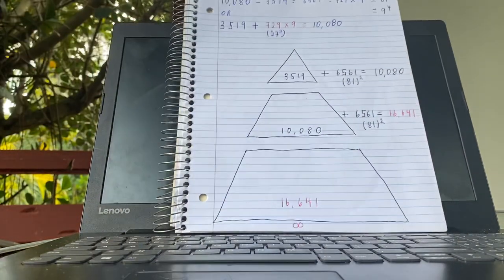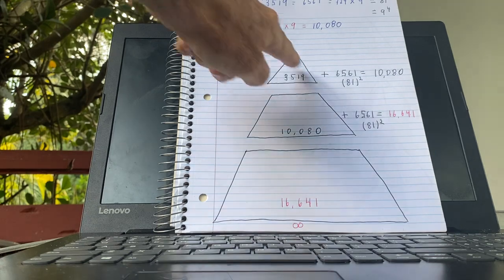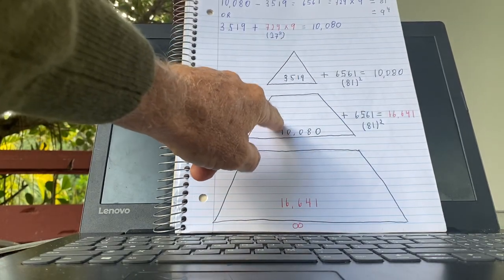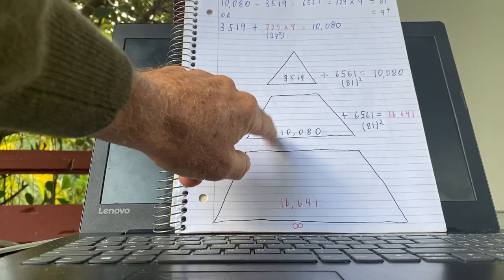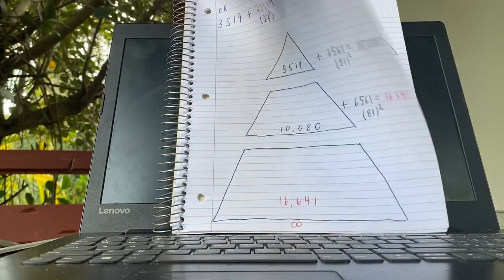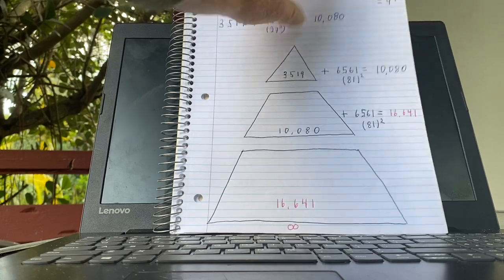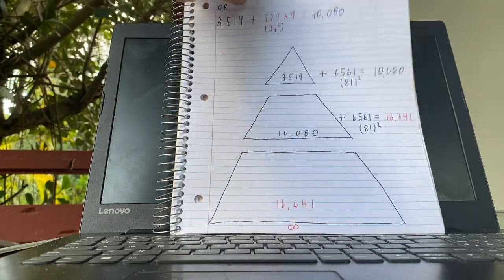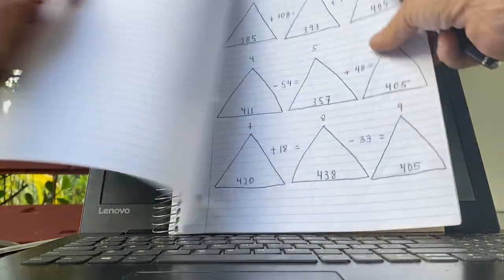Now I'm showing you again how the triangle expands into the trapezoid that keeps on getting bigger by adding 81 squared each time. So if you ever wondered how many are in like 100 of them, well, you can do the math. It's not even that hard. You can do it in your head.